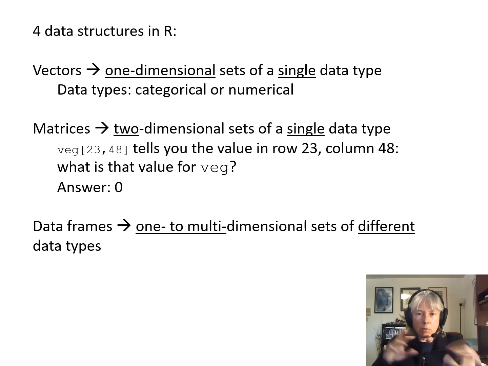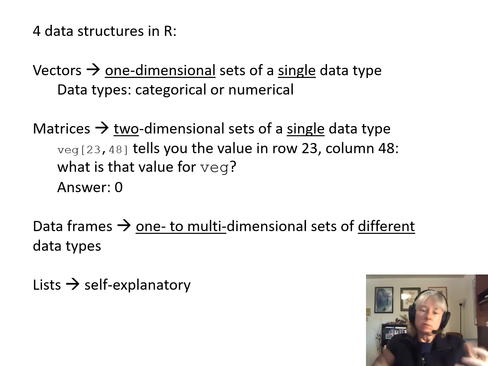A data frame, on the other hand, can be one or multidimensional sets, and they can have different data types. This is where you can mix numbers and words. And then finally, lists are self-explanatory.